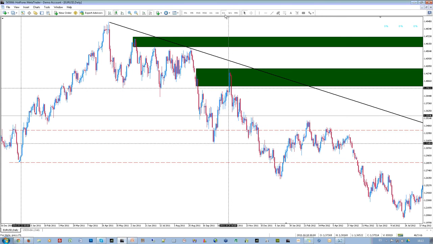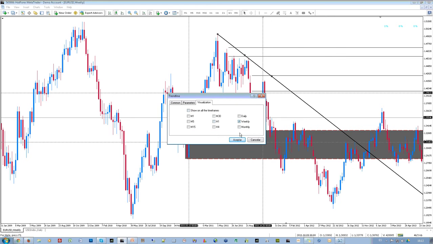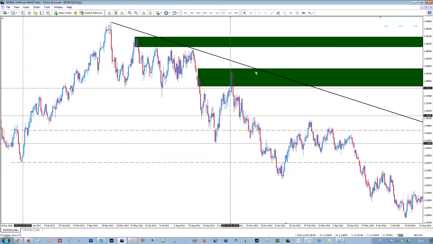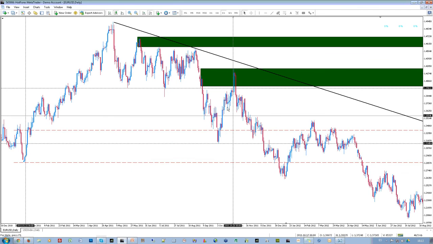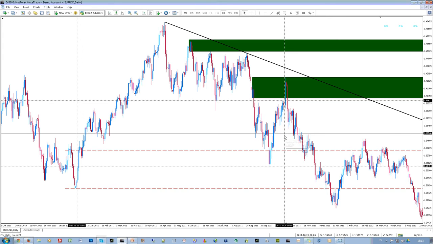So look what happened here. We are on the daily, we are in a downtrend. On the weekly, what do we have? We have a downtrend as well. So now on the euro, we have a downtrend on the weekly, a downtrend on the daily, but on the 4 hour we have an uptrend. And what does that mean?